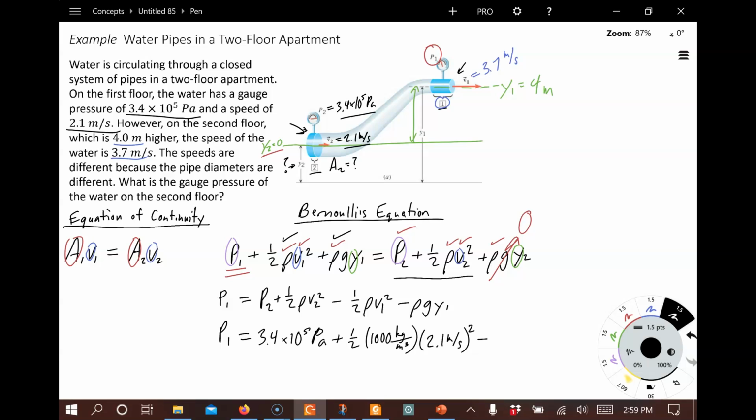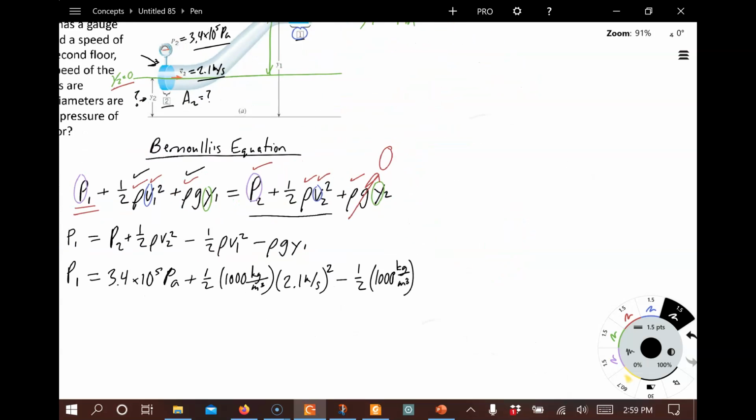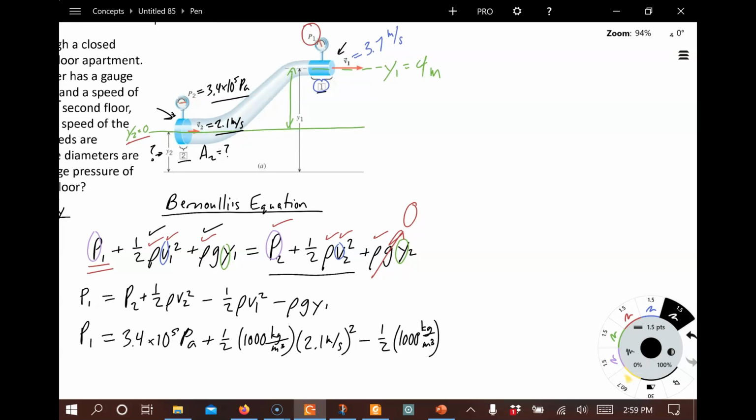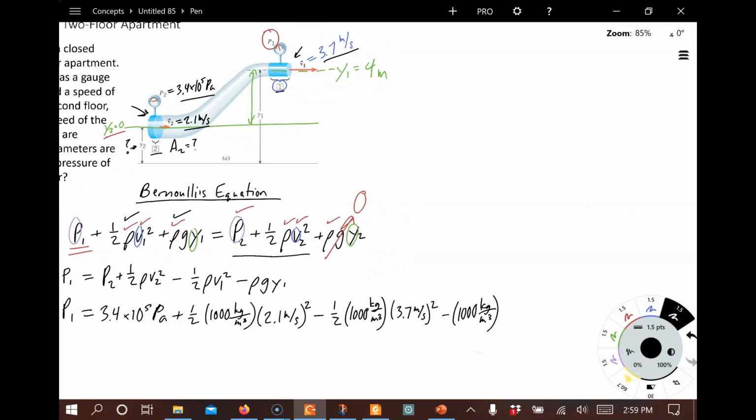Then we're going to subtract from that 1/2 rho, again, same fresh water, multiplied by, in this case, V1, here it is, and so that's going to be 3.7 meters per second squared. And finally, we need to subtract off the rho g y. Again, 1,000 kilograms per meter cubed for fresh water, multiplied by g, 9.8 meters per second squared, multiplied by y1, here it is, 4 meters.